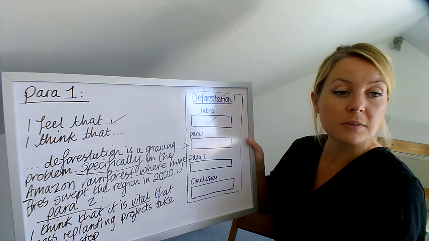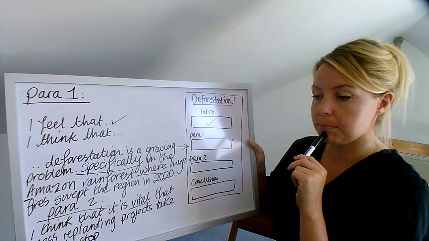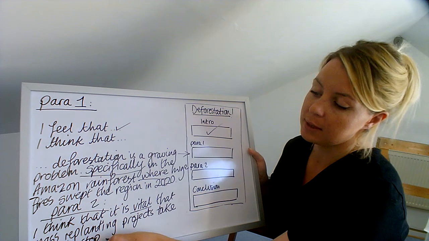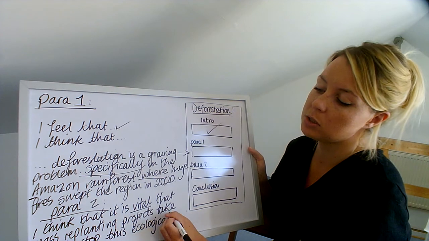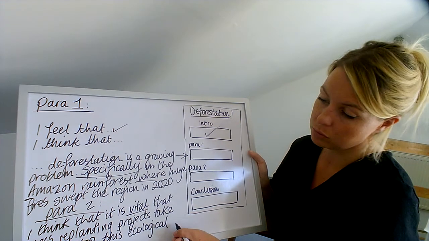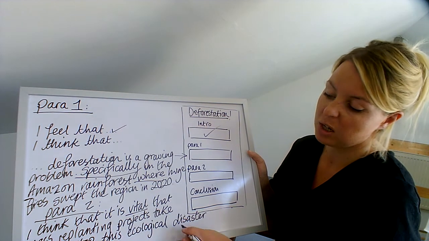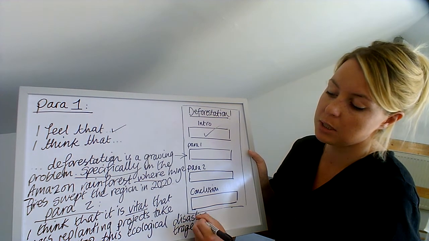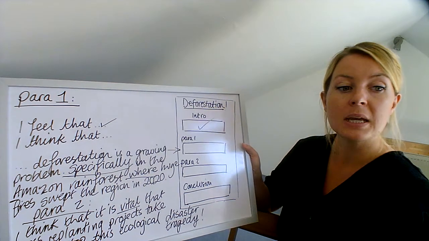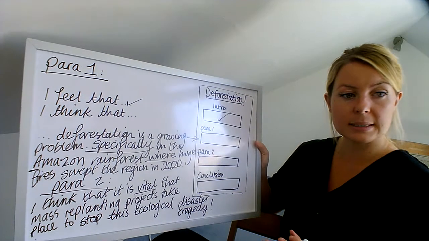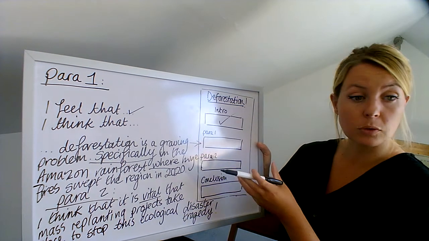What would we describe the deforestation as? I'm a really passionate debater here. I think that it's vital that mass replanting projects take place to stop this ecological, the word ecological means to do with the environment, ecological disaster. I could have tragedy, or various words. I might even have an exclamation mark to really put my point there. So I'll just lift that so you can see it. So there's two examples of how you could fill out your paragraph 1 and your paragraph 2.